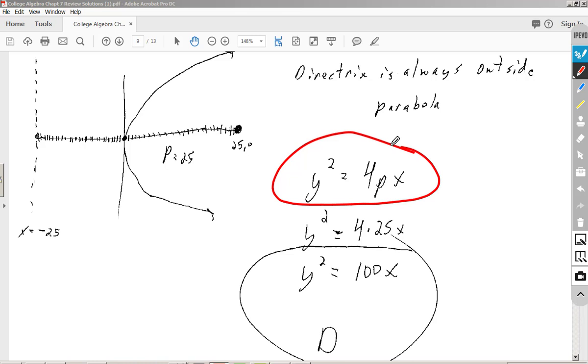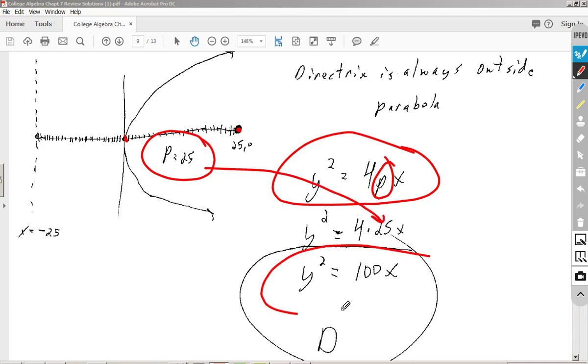Now that I know that, I just have to put in my number p. Well, remember, p is the distance from the vertex to the focus. It's also the distance from the vertex to its directrix. So that means that my p is going to equal 25. I substitute it in my equation. I get 4 times 25, and 4 times 25 is 100. My equation is going to be y squared equals 100x. So that answer is going to be D.